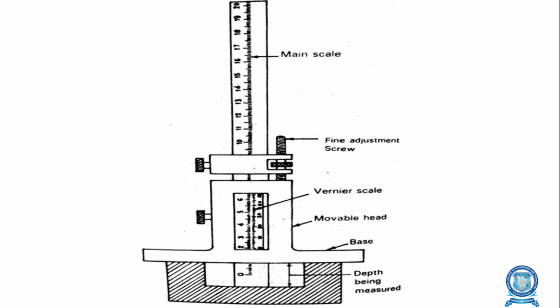A vernier depth gauge is a type of vernier caliper. The graduated scale directly slides through the base, but the vernier scale remains stationary. The instrument is mainly used for measuring the depth of holes, recesses, and distances from a plane. So this is the main thing of the vernier depth gauge.